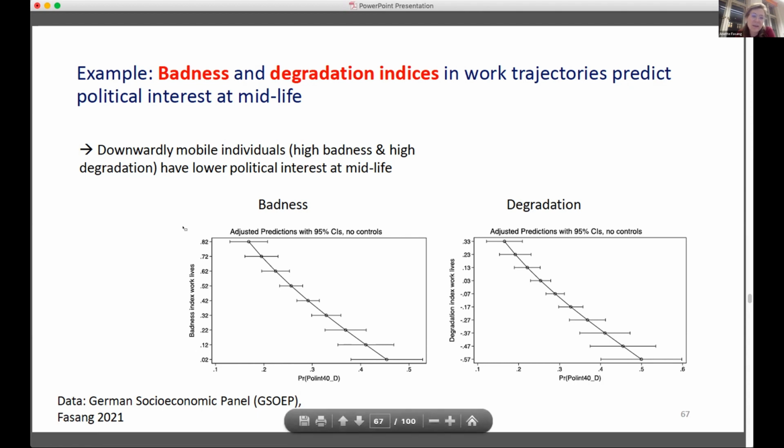And indeed, we see people who have a very bad, or downwardly mobile (badness might sound too normative here), downwardly mobile and precarious work career indeed have lower political interest at age 40 compared to those that are not downwardly mobile, which would also be in line with theory.